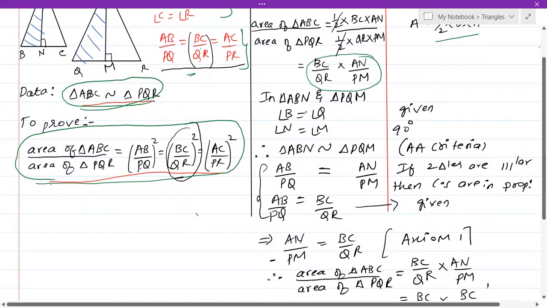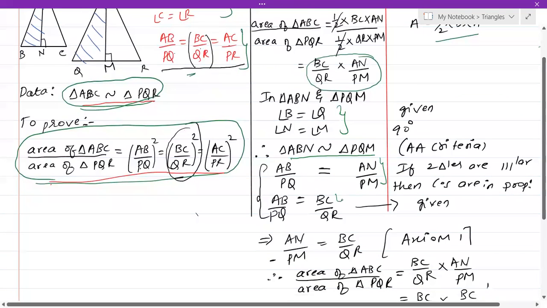So angle P equals angle Q because it is given, and angle N and angle M are 90 degrees. Therefore, we have proved two angles are equal. Therefore, the triangles are similar. If two triangles are similar, corresponding sides are in proportion. So using that, we got this: AB by PQ is equal to AN by PM.